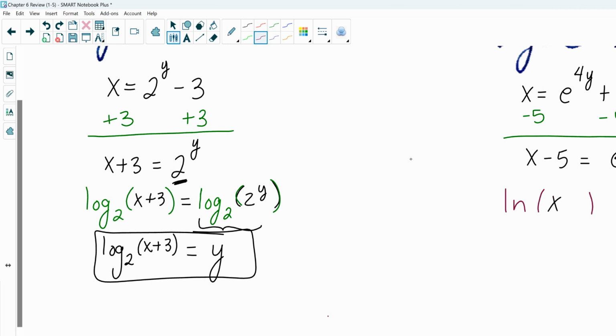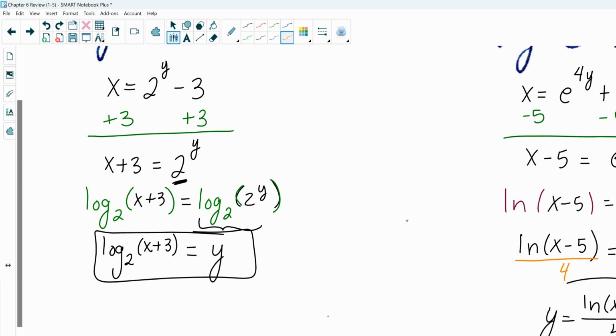which would give us the natural log of x minus 5 is equal to the natural log of e to the 4y. Our natural log of e to the 4y is 4y. Our other side is going to be the natural log of x minus 5. And lastly, to get y by itself, we have to divide by 4, telling us y is equal to the natural log of x minus 5 all over 4.